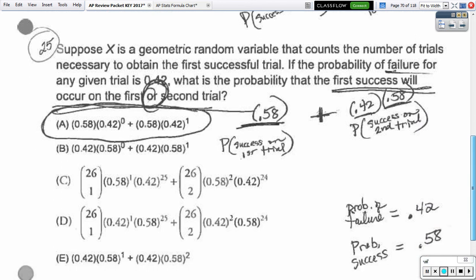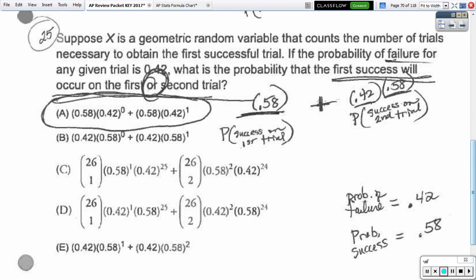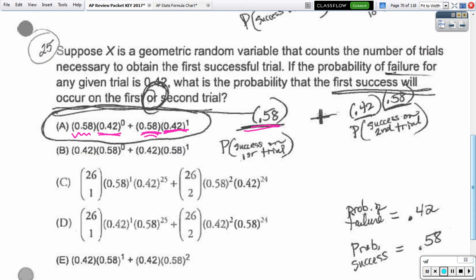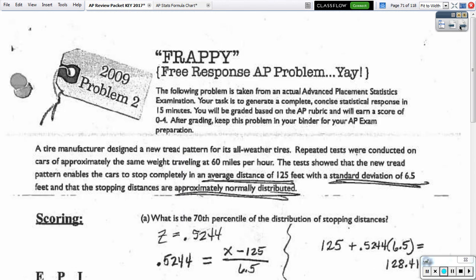Okay, and this one's the same way. The success is happening right off the bat, which means there were no failures. Or there was 1 failure and then the success. All right, so that's the first or the second trial. Okay, so that's the end of that.